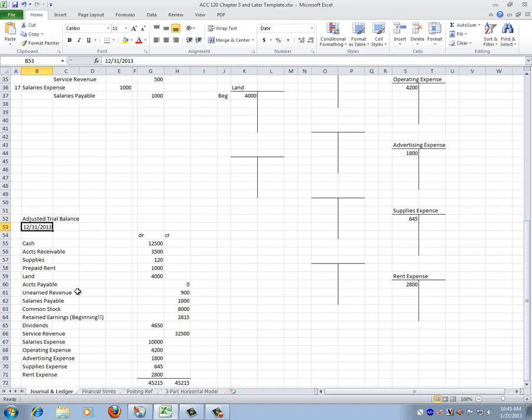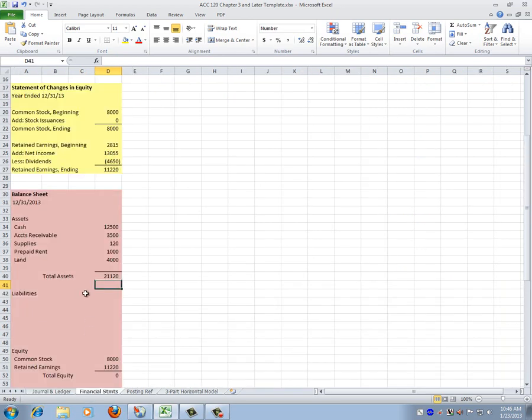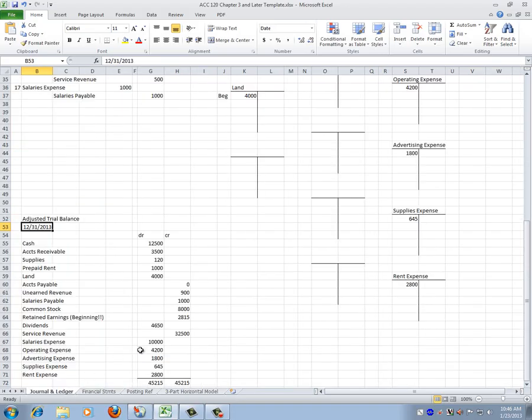Back to our adjusted trial balance. We owe some, could have been accounts payable, but in this case 0. I'll skip it. Unearned revenue, 900. Where we owe some services to that extent today. Also, salaries payable owed to our employees, 1,000.